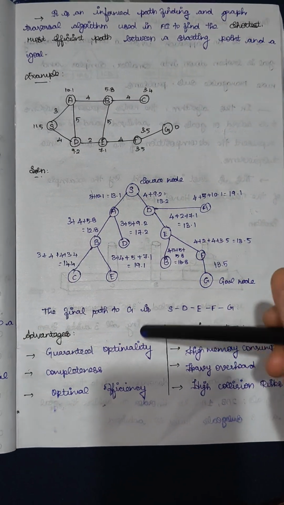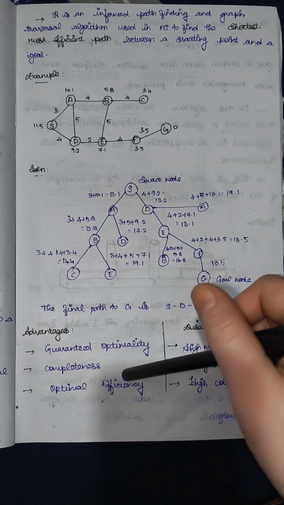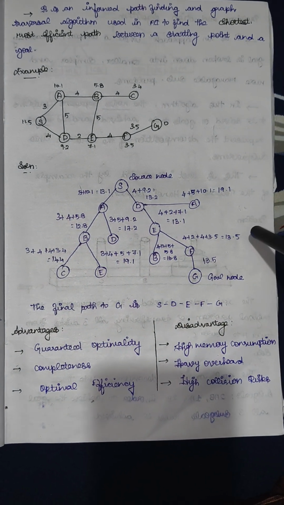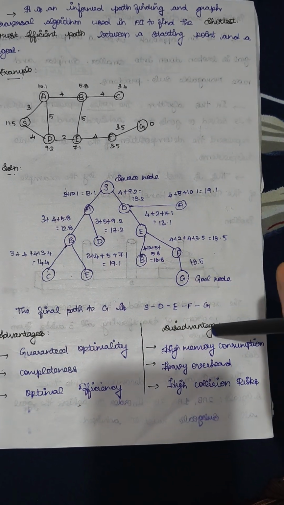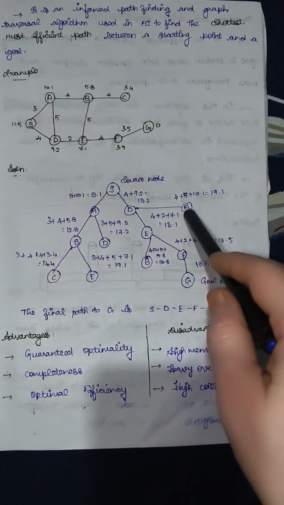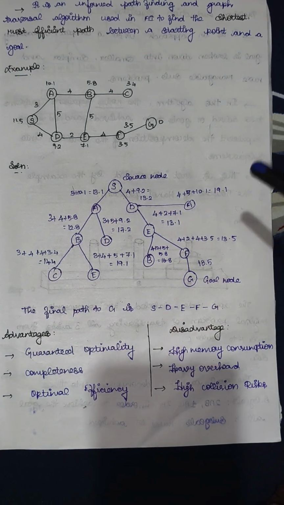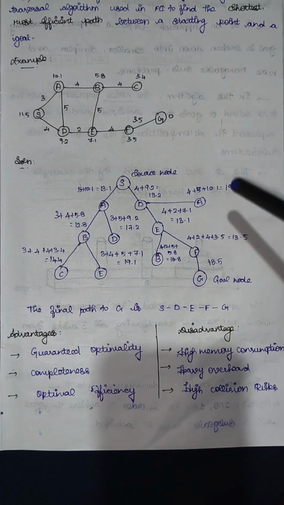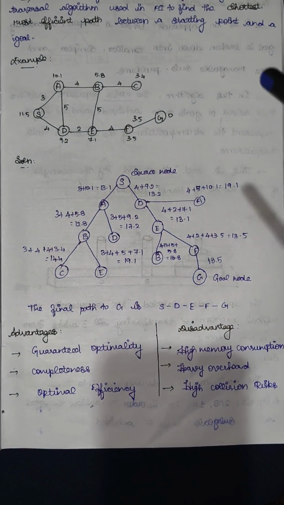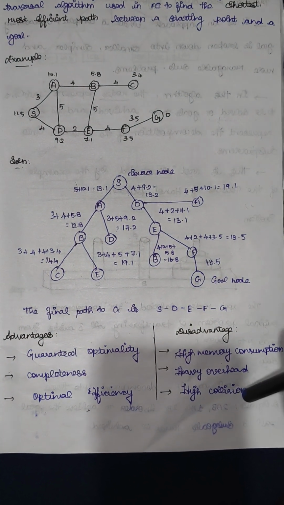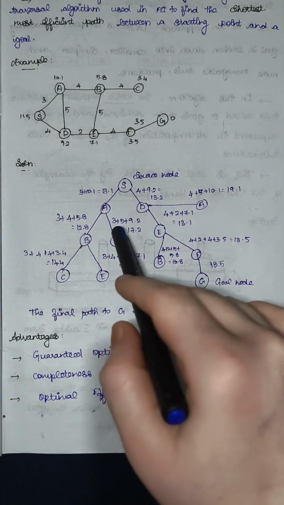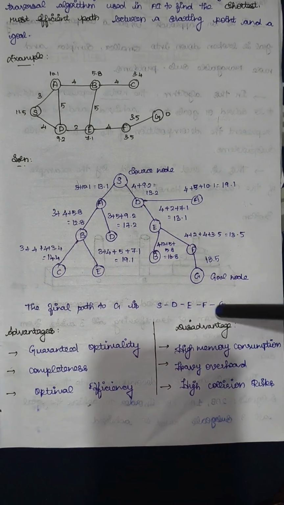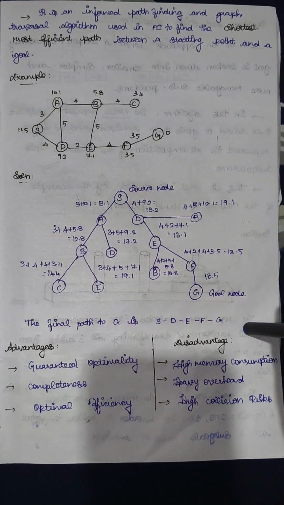The major advantages are it has guaranteed optimality, it gives a complete solution for the problem, and it also gives optimal efficiency for the problem. The disadvantages are it has higher memory consumption because it consumes a lot of memory, and it has a heavy overload because we are calculating the cost of all the nodes. Finally, it has a high collision risk because if the node gets overloaded, we get high collision. So these are the major disadvantages for this algorithm.